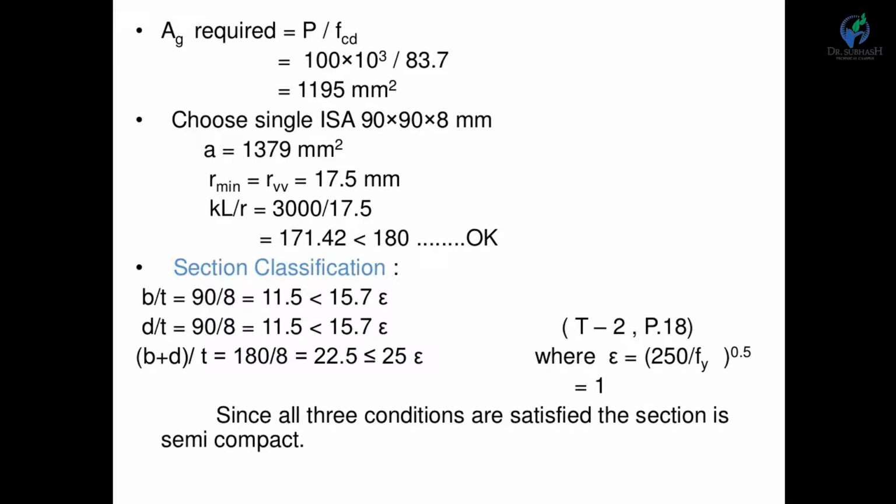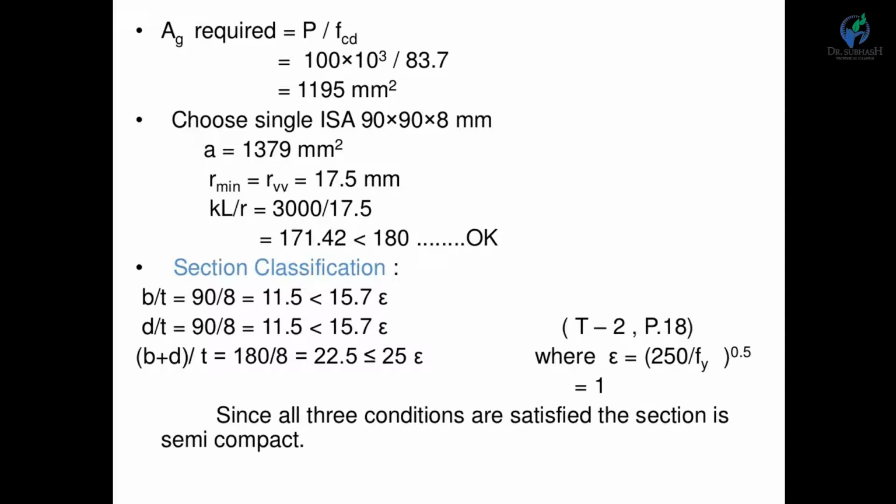So the effective length is given to you, KL upon R is 171.42. So our second satisfaction criterion is fulfilled, that KL upon R should be less than 180. So our trial section is okay as far as area is concerned and as far as KL upon R is concerned.